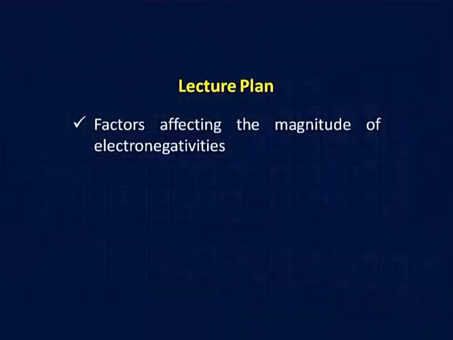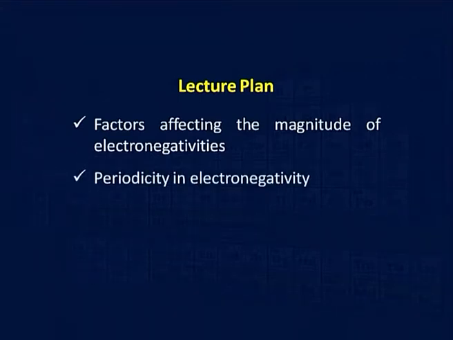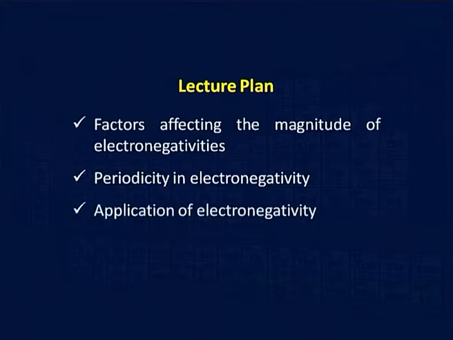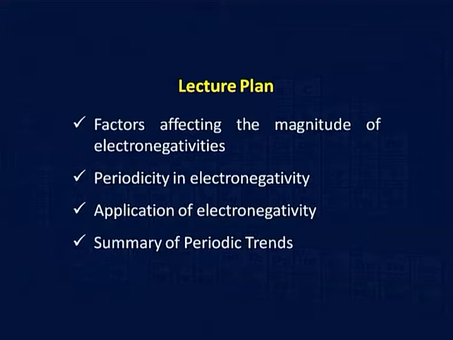In the present lecture, we will learn about the factors affecting the magnitude of the electronegativities, then periodicity in electronegativity in the periodic table, then application of electronegativity. We will learn all these in detail and summarize them in the periodic trends. What are the main factors which affect the magnitude of the electronegativities?